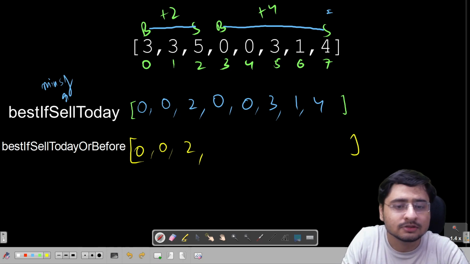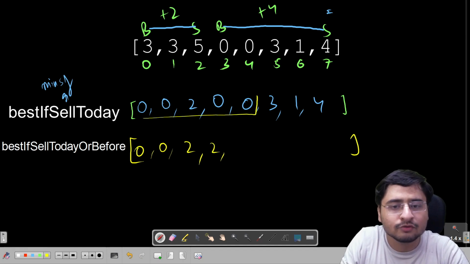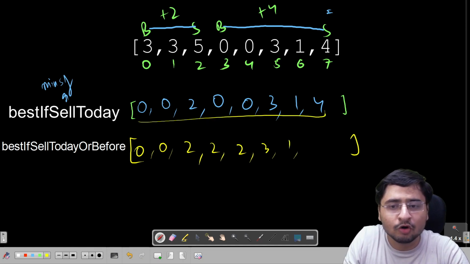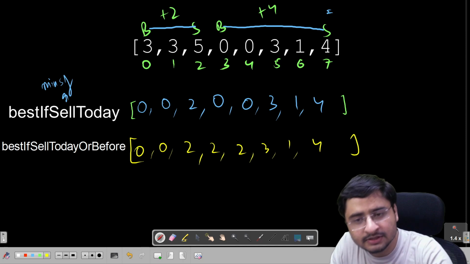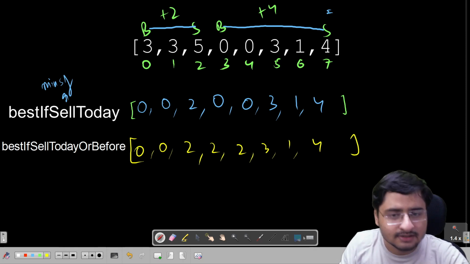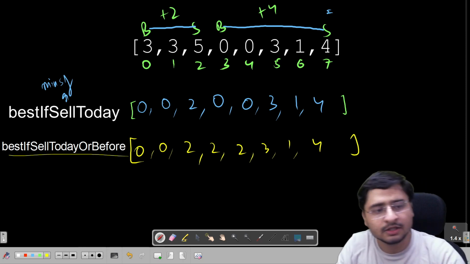It will be the best of all of these, so it will be 2. The best of all of this, it will be 2. The best of all of this, it will become 3. The best of all of these, it will become 1. The best of all of these, it will become 4. I hope this is clear to all of you. So this is the best I'm able to make if I'm allowed to sell today or before.